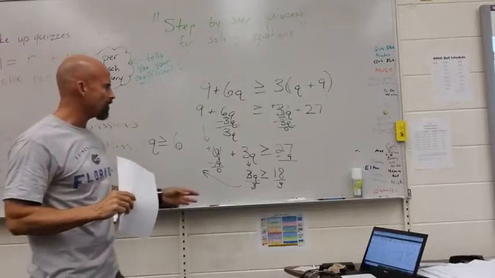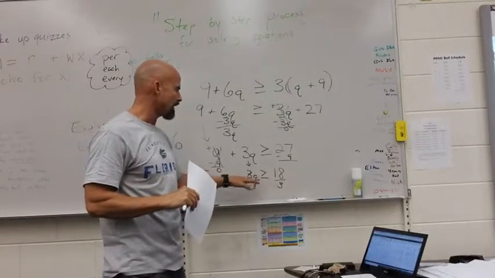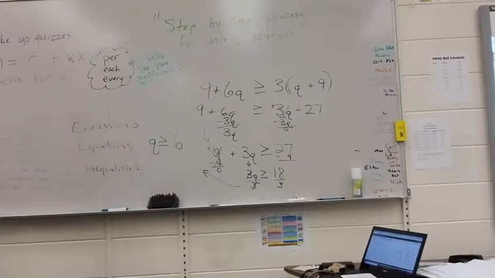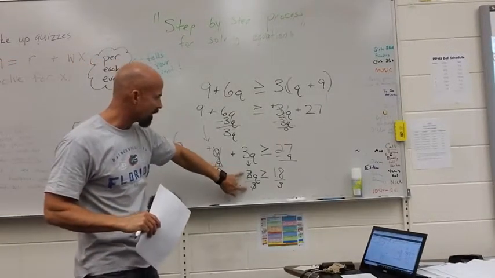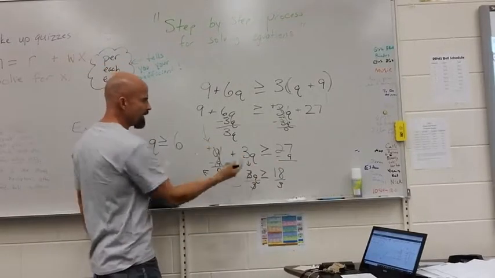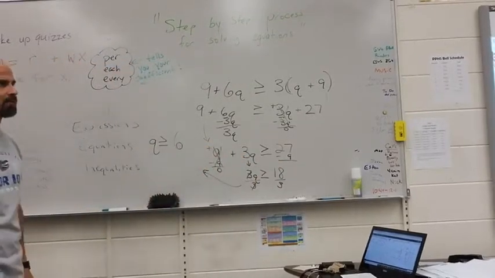What's the one trick you need to watch for if you're doing an inequality at this last step? Yeah, if you divide through by a negative right here, you would have flipped the sign. We didn't divide through by a negative. We just divided through by a positive, so we didn't have to worry about it.